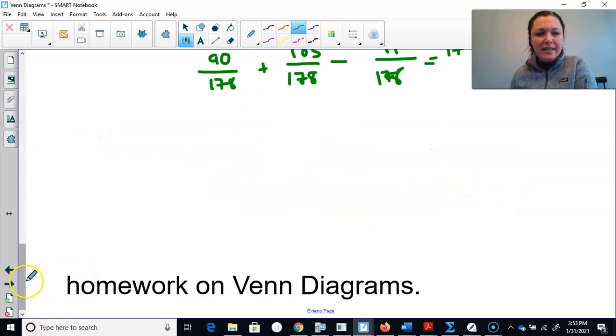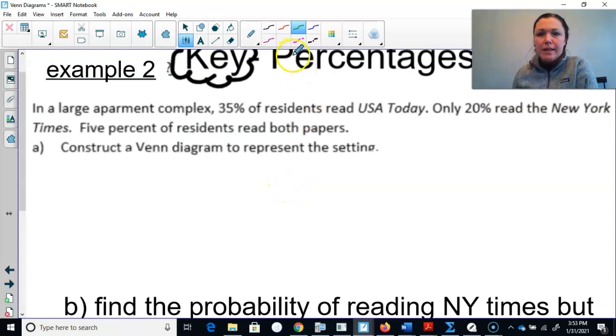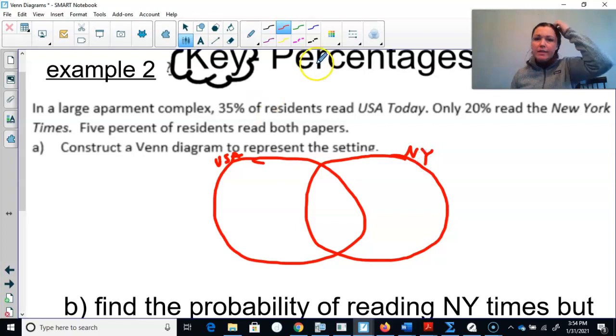Okay, let's move on to the next example. In a large apartment complex, 35% of residents read the USA Today, only 20% read the New York Times, and 5% read both. It says construct a Venn diagram to represent the setting. So I'm going to do two nice big circles. I have the USA Today, and then I have the New York Times. Now I want you to know that this is different because now it's percentages and not counts. How this is going to change is just a little bit, so hang in there with me.